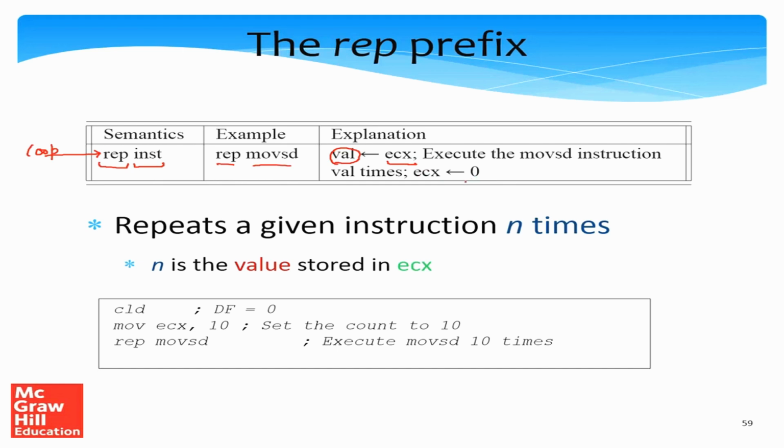So what do we do? Here is a simple piece of code. We call the CLD instruction first. We set DF to 0, which is something we need to do. In this case, we are looking at 10 iterations. So we set ECX to 10, and all that we do is rep movsd. Voila, we are done. It's as simple as that.